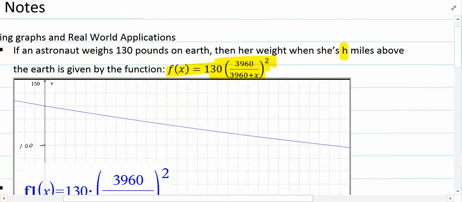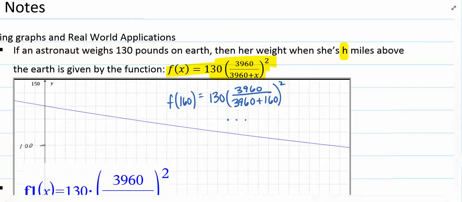Now, if you're given the equation, it's very easy to calculate this result if you have a calculator in front of you. For example, if I wanted to find her weight when she's 160 miles above the Earth, I would simply write the function notation f of 160 equals 130 times 3,960 divided by 3,960 plus 160 and square that result. And we can obtain an answer from our calculator that way.